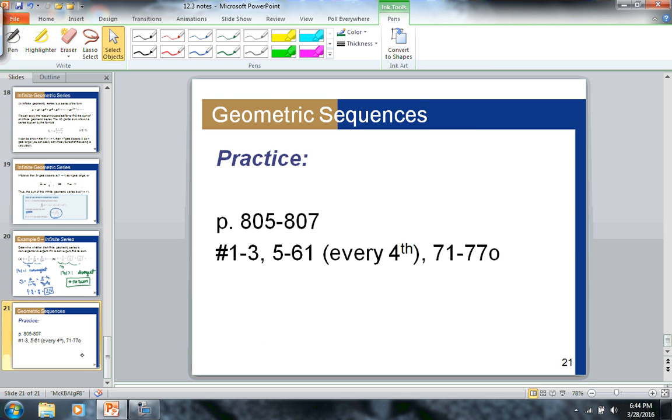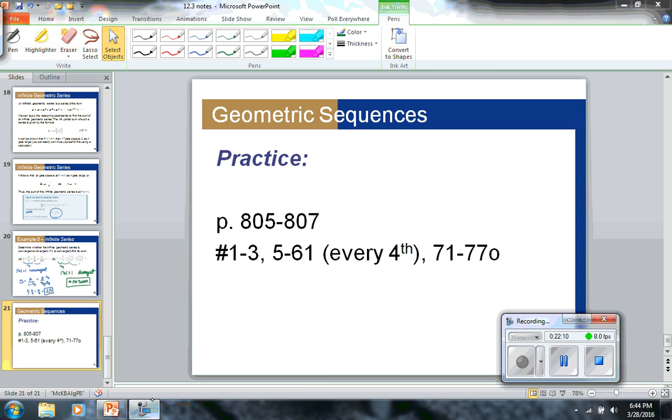So take a look at this homework. For part of the homework, you're doing 5 through 61, every fourth. So you do the first problem, skip the next 3, do the next one, skip the next 3. There are a lot of formulas and a lot of terminology, so work on these problems, check the odd ones in the back of the book, and if you have any issues, come on in and see me before school.